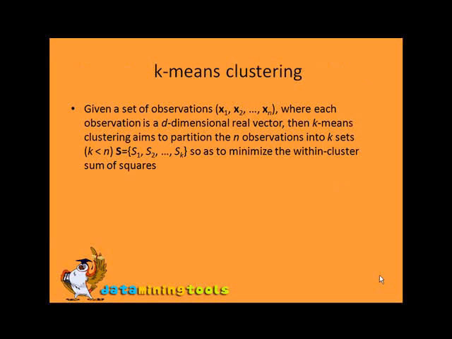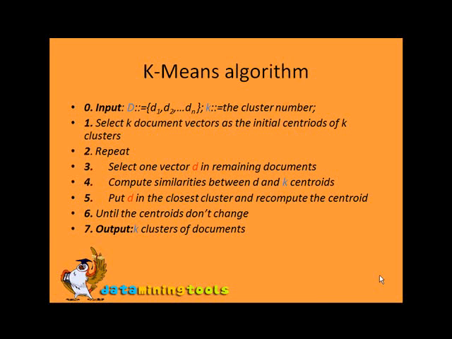K-means was first used by James MacQueen in 1967. Now let's understand K-means clustering. Given a set of observations x1 to xn, where each observation is a d-dimensional real vector, K-means clustering aims to partition the n observations into k sets, such that k is less than n, and S is a set, so as to minimize the within cluster sum of squares.